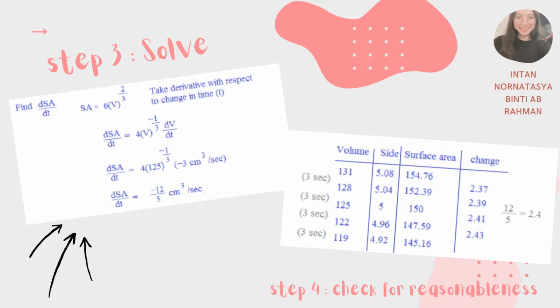So dSA over dt equals 4V to the power of negative 1 over 3 times dV over dt. And we substitute the volume and the dV over dt, which are 125 and negative 3 cm³ per second, and the answer is negative 12 over 5 cm² per second. We can also check whether the answer that we get is reasonable.